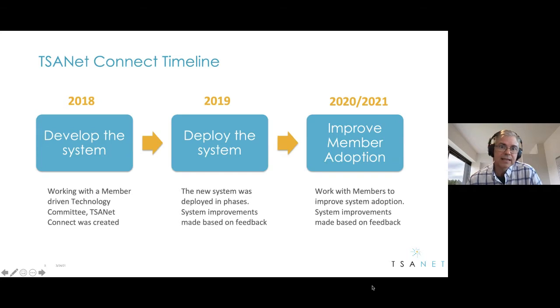Taking a quick look at the TSANet Connect timeline. Again, if you're new to this, we did start TSANet Connect back in 2018. We developed the system. We did spend a lot of time with members through a technology committee, with the regional focus groups, with a lot of pilots. So that really, I feel, resulted in a very strong system that members really accepted. We spent all of 2019 deploying the system, so it was a phased approach. And then here in 2020 and 2021, the focus of the system is to improve member adoption. And you'll see it was kind of continual improvement where we're taking feedback, iterating, making the system better and better.